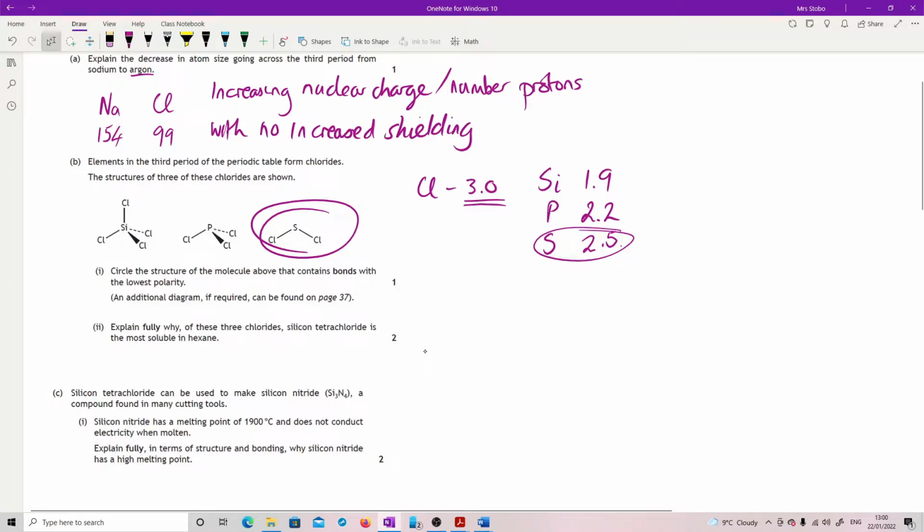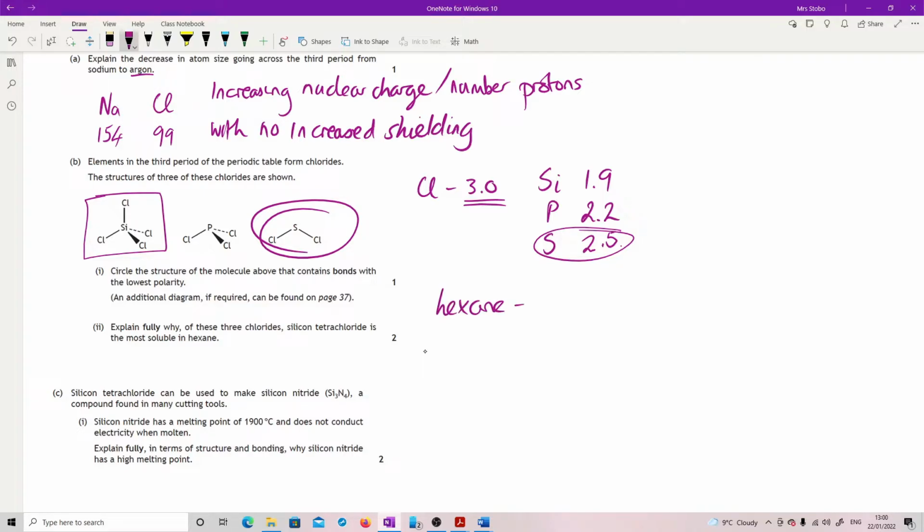Explain fully why of these 3 chlorides, silicon tetrachloride is the most soluble in hexane. Okay, so here's your silicon tetrachloride. So what you need to say for a start is that hexane is non-polar. If you have something which is non-polar, then the thing that's going to be most soluble in it is something which is non-polar. If we look at the silicon chloride, although we have quite a strongly polar bond, what you have is a non-polar molecule.